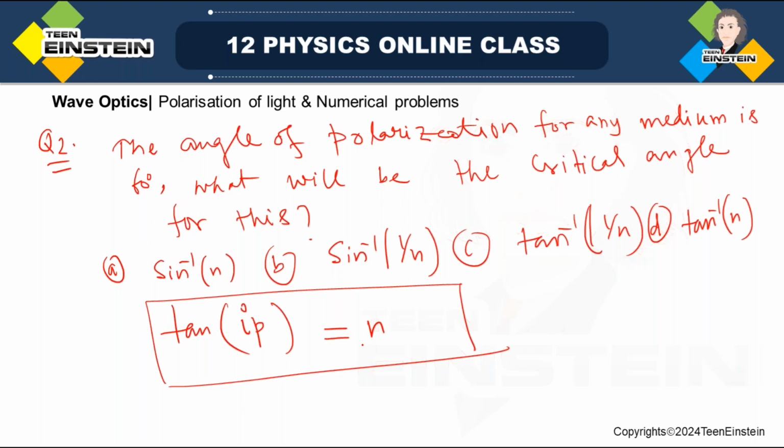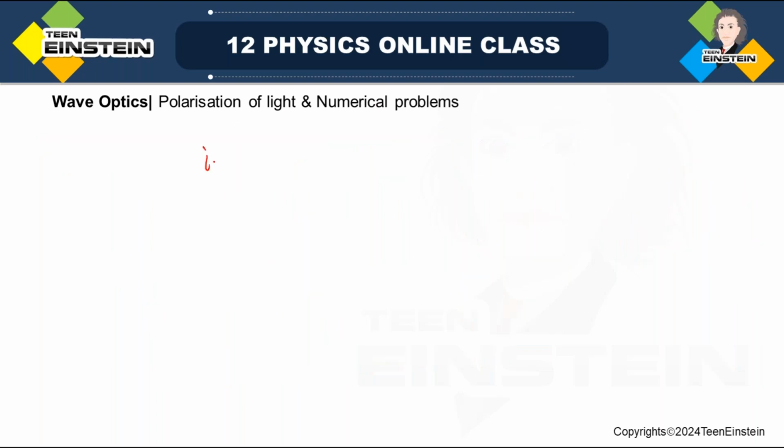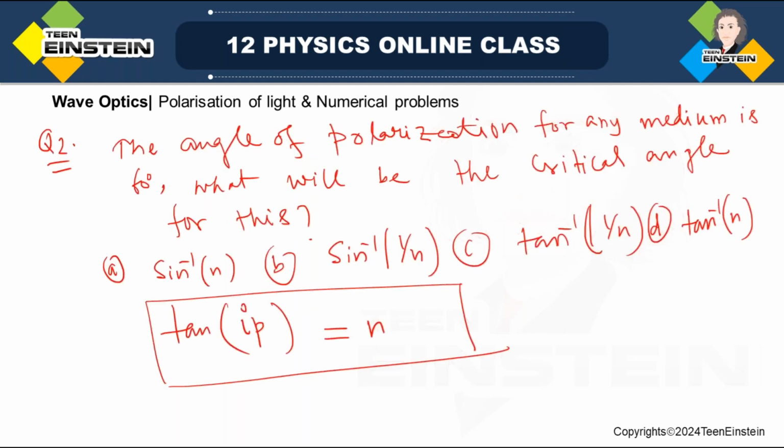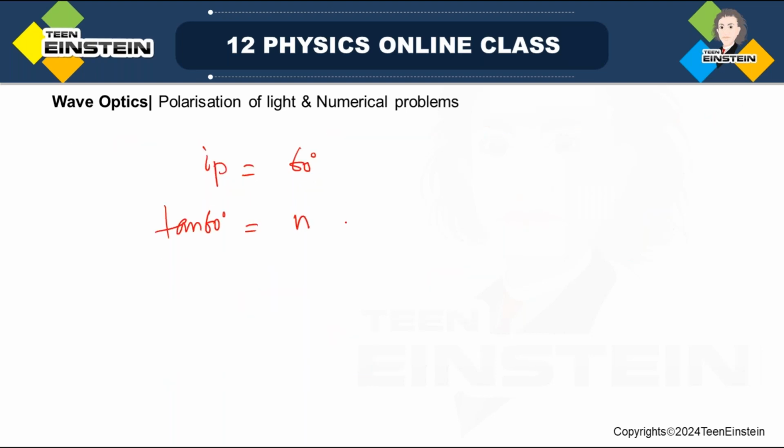So IP is actually given as 60°. So tan 60° is equal to n. So what is n? n is tan 60°, that means root over 3.